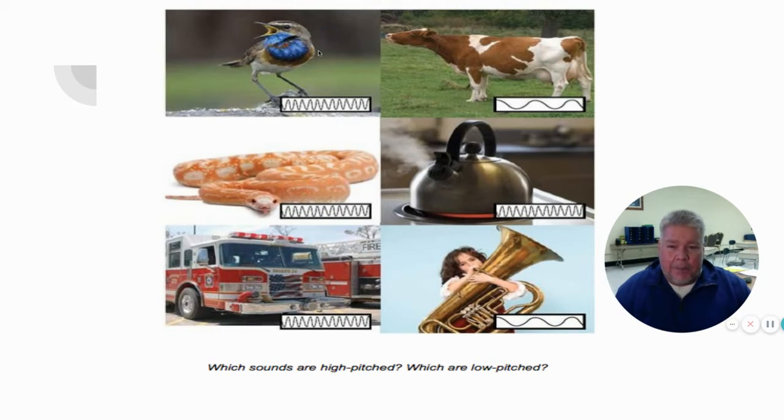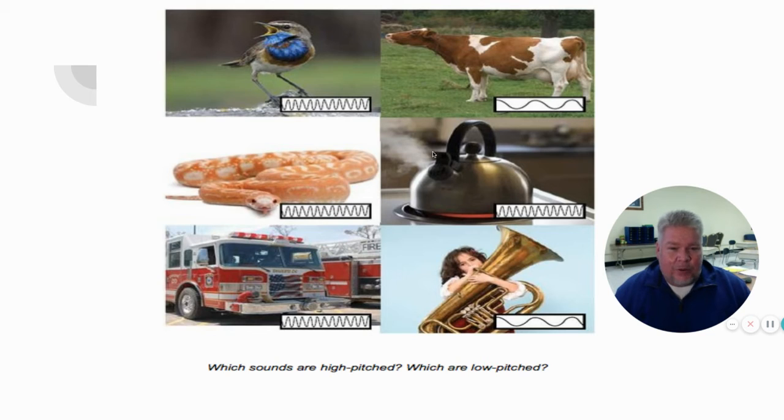Now let's look at these pictures of these sound waves. So here's a bird, and this bird has a high pitch. So look at the wavelength from one crest to the other. It's very short, isn't it? From wave to wave to wave, because it's a high pitch. Tweet, tweet, tweet. But a cow is moo. So it's got a low pitch, and the wavelength is much longer. How about a snake? It's short. It's a high pitch. A hiss is a high pitch.